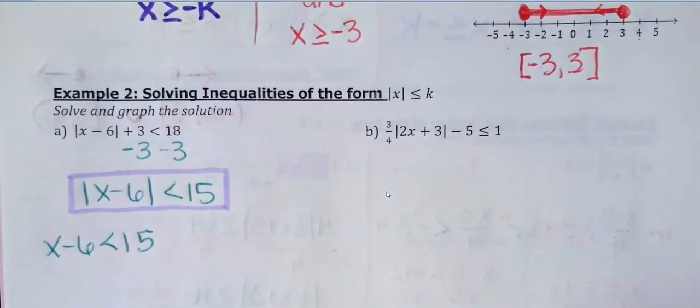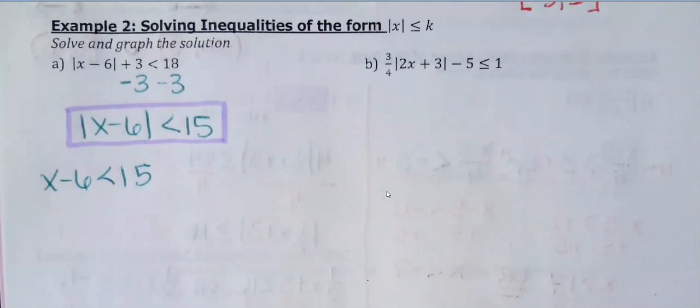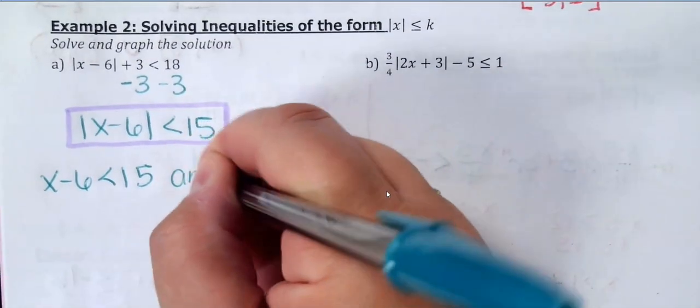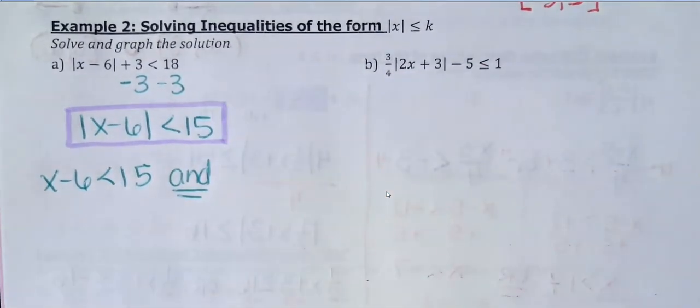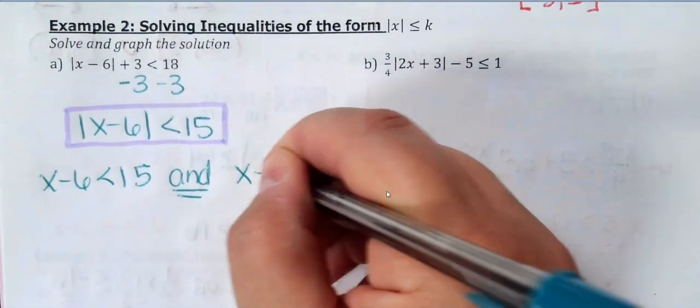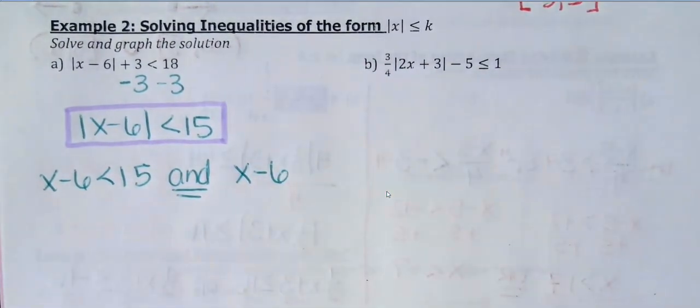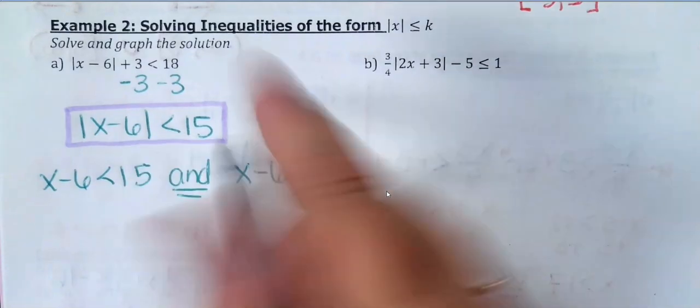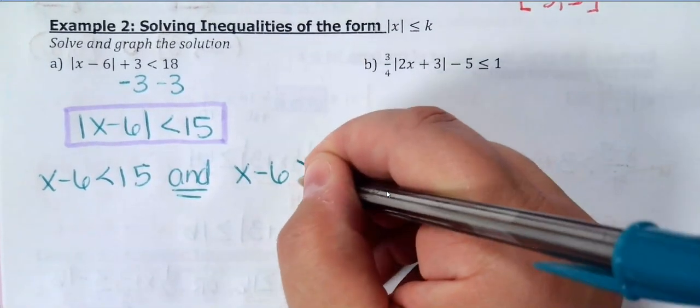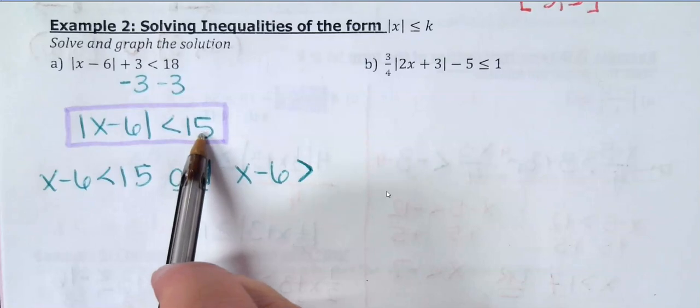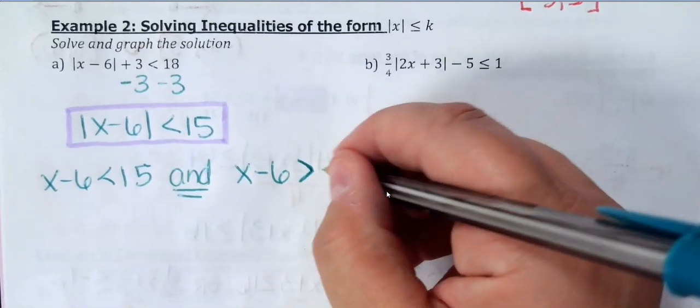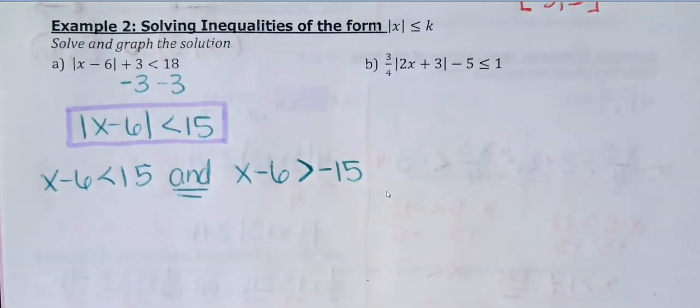And the only difference here, if it's less than, this is going to be an "and" statement. These are going to point towards each other. I'm going to copy that down, x minus 6, what was in your absolute value. You're going to take that symbol and flip it over. So this would be x minus 6 is greater than, and then you write the opposite of that number, which would just be negative 15 for this example.